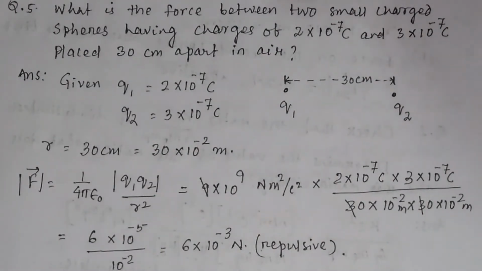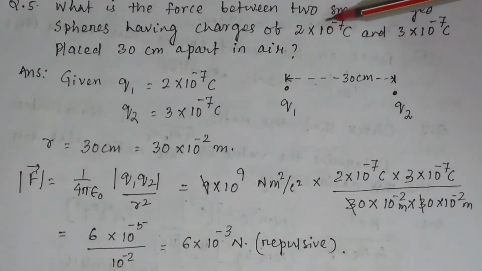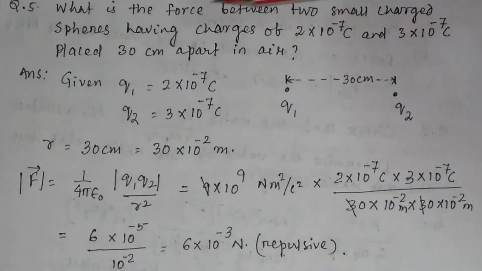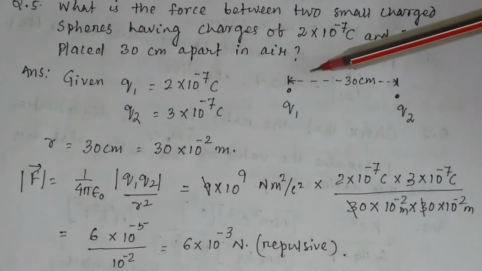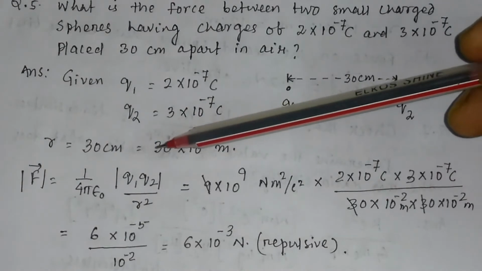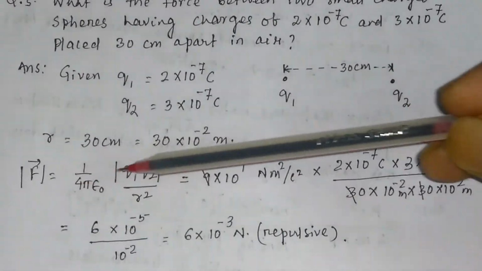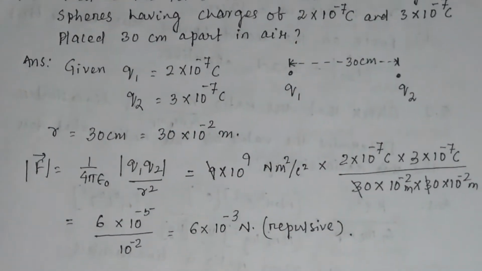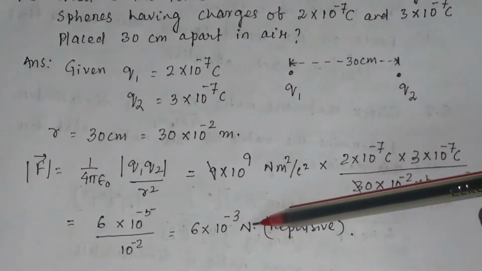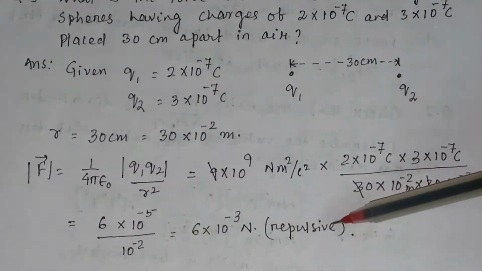Next question: what is the force between two small charged spheres having charges of 2 into 10 to the minus 7 coulomb and 3 into 10 to the minus 7 coulomb placed 30 centimeter apart in air? This problem is very simple. Q1 and Q2 are given, r is given. So put the formula F is equal to 1 by 4 pi epsilon 0 Q1 Q2 by r square, and you will get the force equal to 6 into 10 to the power minus 3 Newton. Since the two charges are positive, the force will be repulsive.